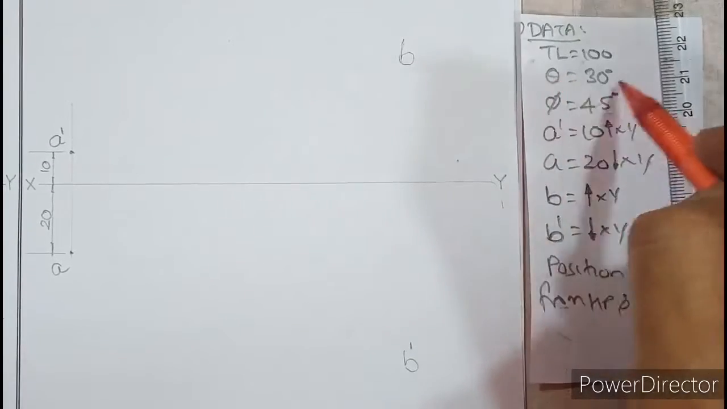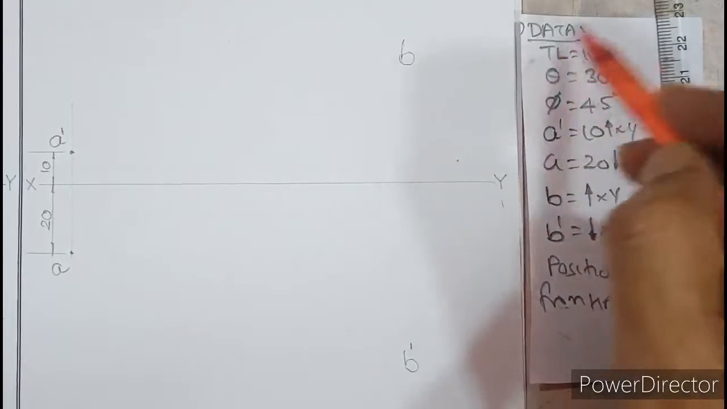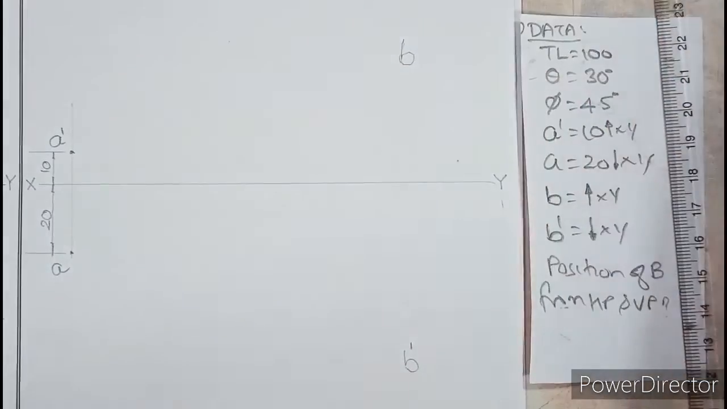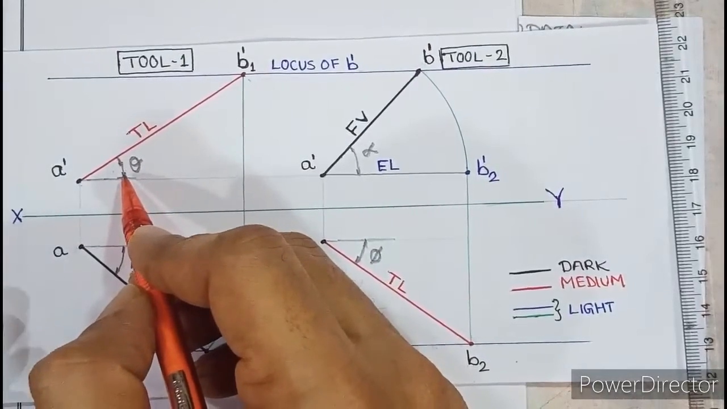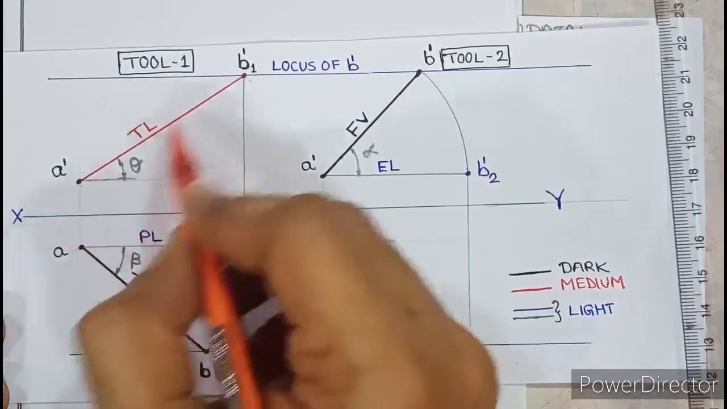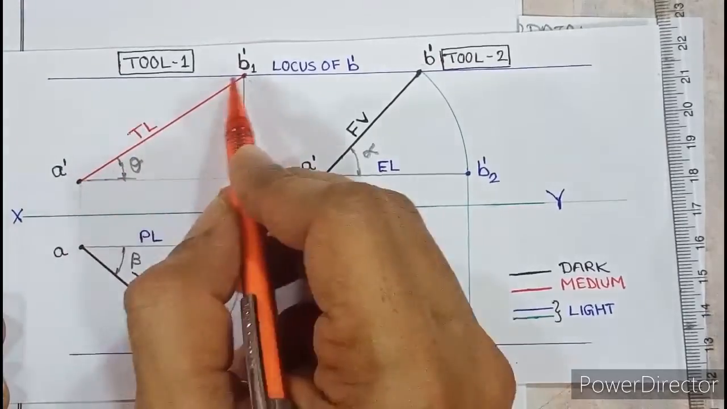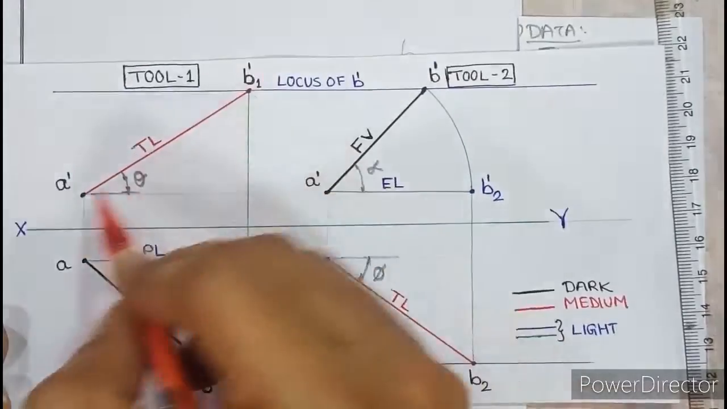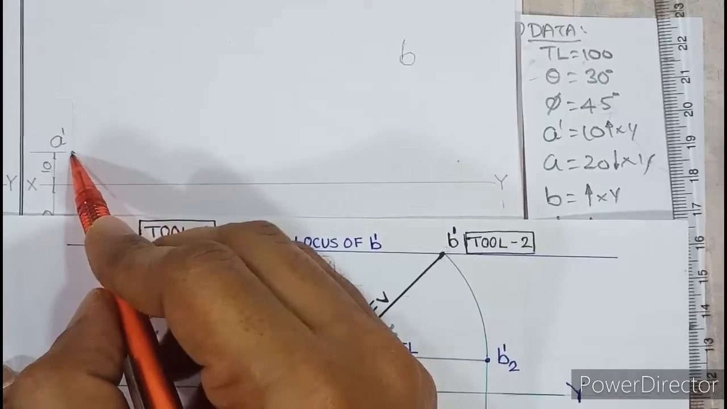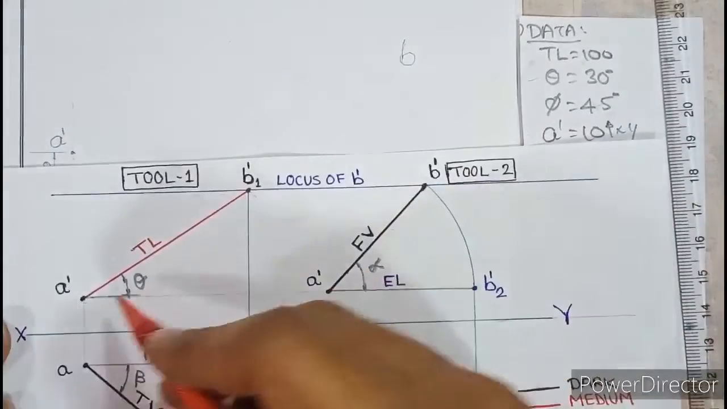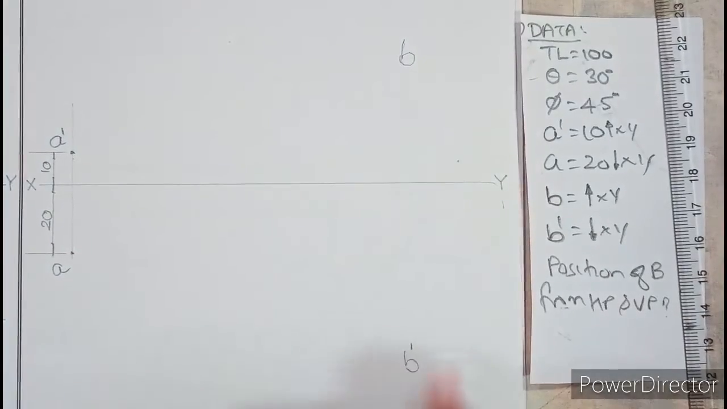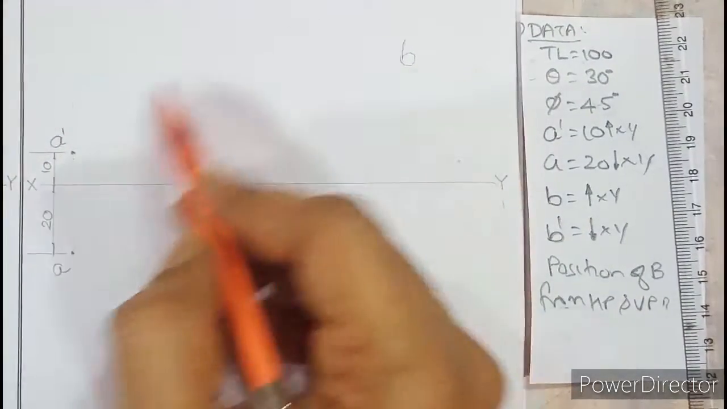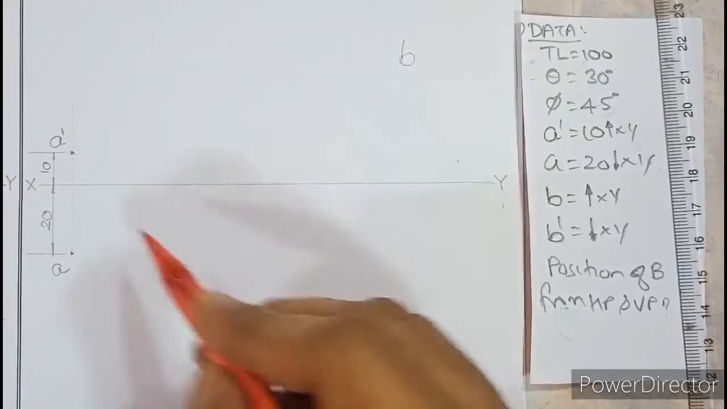Now on theta and phi, we always mark the true length. Let us deal with theta first. Go back to the tools. If you look at this theta, theta is a line connecting A dash with B1 dash, and B1 dash lies on the locus of B dash. So theta starts from A dash, but it should be drawn towards the locus of B dash, and the locus of B dash is down.